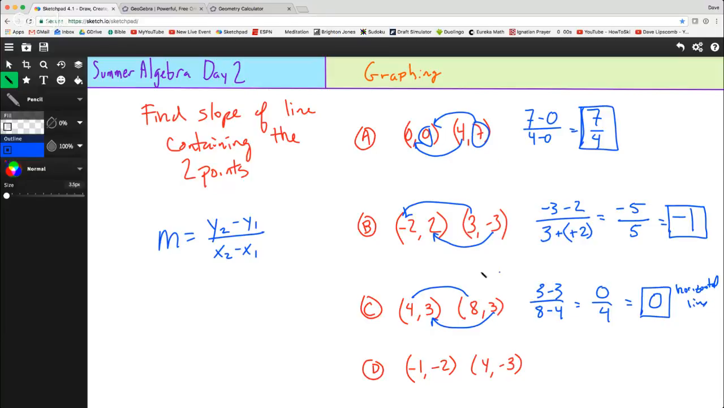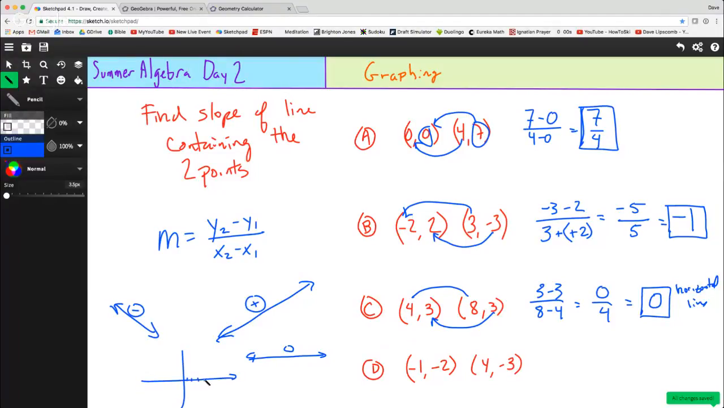0 is always horizontal. We'll learn that positive slopes go up. That's a positive slope. Negative slopes go down, but flat slopes are equal to 0. And that's what you have here, (4, 3) and (8, 3). I'll just do it really quick. (4, 3) and (8, 3). If you draw that line, it's a flat line. It has a slope of 0.